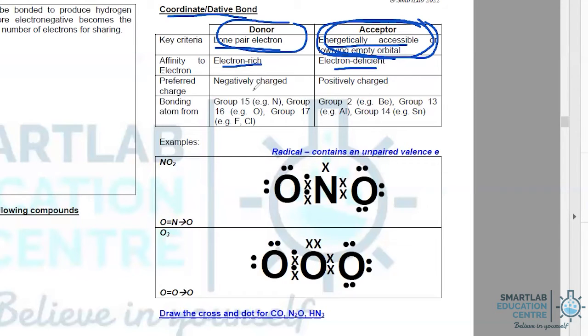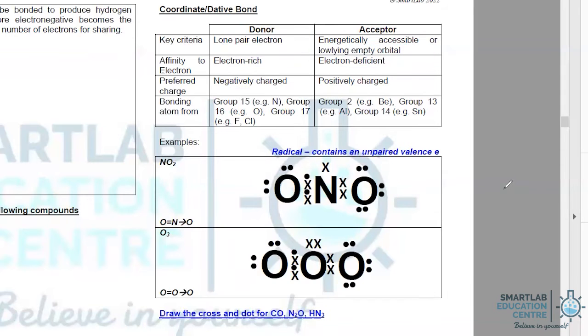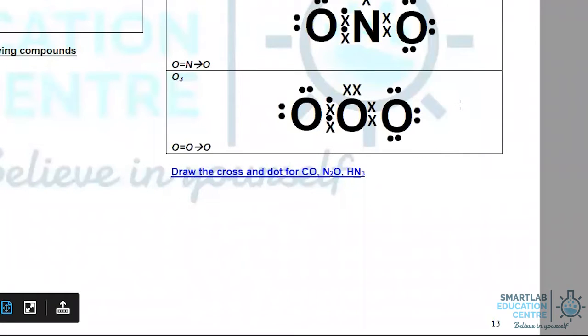There are also instances where the donor is negatively charged, while the acceptor is positively charged. And it is important to note that coordinate and dative bonds should only be considered when normal ways of sharing electrons cannot be done. Let's take a look at an example, carbon monoxide.